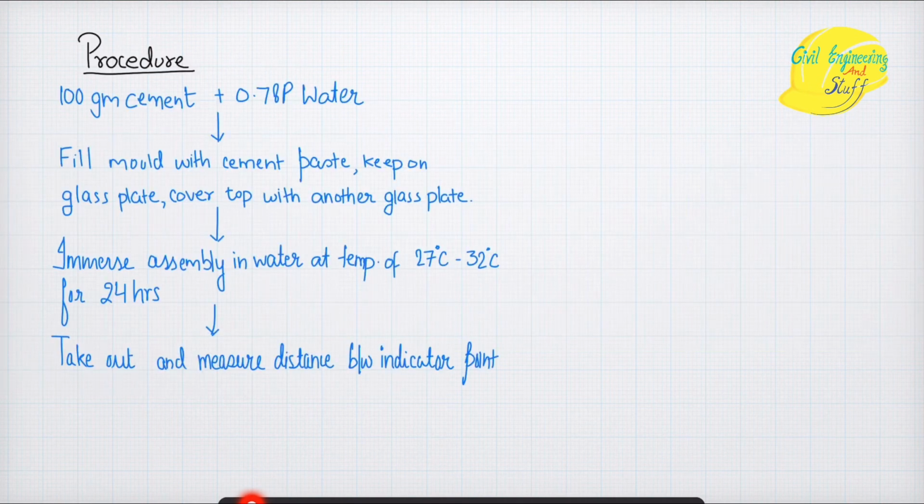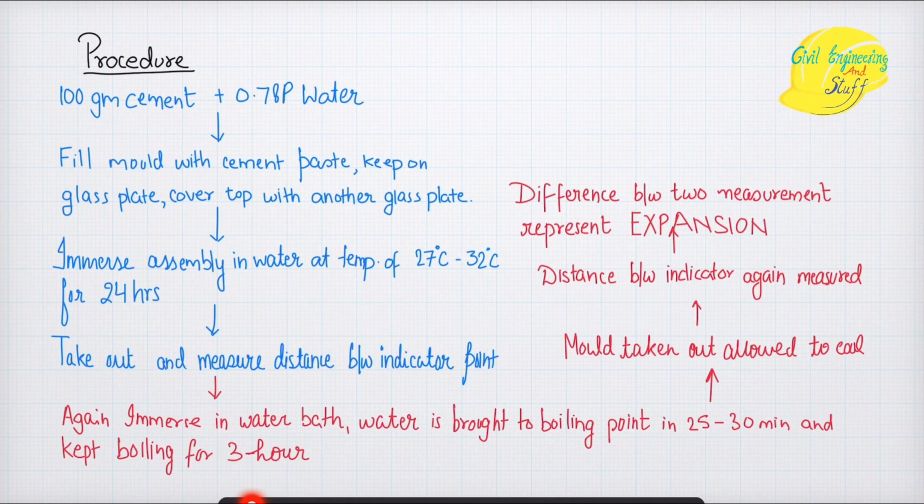So if there is some expansion, that will be measured through these indicator points, or the indicator arms, right? After this, we again immerse the whole assembly in the water bath, and the water bath is brought to the boiling point in a time period of 25 to 30 minutes and kept at the boiling state for 3 hours.